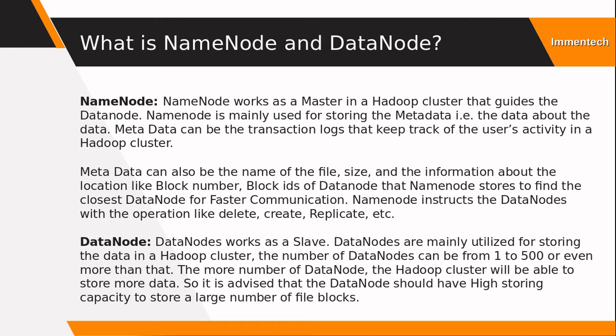DataNode. DataNode works as a slave. DataNodes are mainly utilized for storing the data in a Hadoop cluster. The number of DataNodes can be from 1 to 500 or even more than that. The more number of DataNodes, the more data the Hadoop cluster will be able to store. So, it is advised that the DataNode should have high storing capacity to store a large number of file blocks.